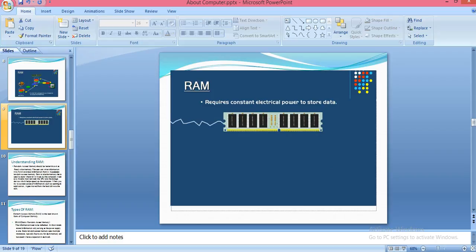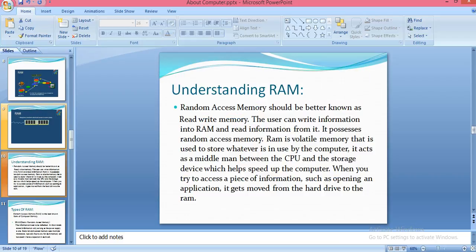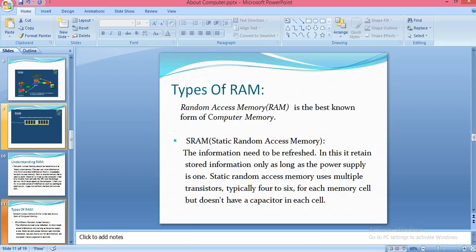Obviously, you have to know, RAM requires constant electrical power to store data. Understanding RAM: it is actually read-write memory. It provides random access memory. RAM is volatile memory that is used to store whatever is used by the computer. It acts as a middleman between the CPU and storage device, which helps speed up the computer. When you try to access a piece of information, such as opening an application, it gets moved from the hard drive to the RAM.